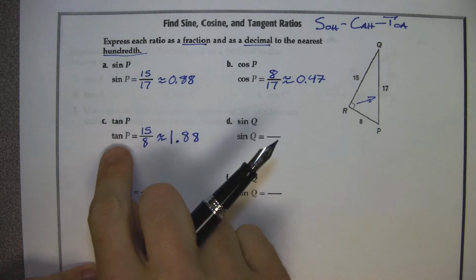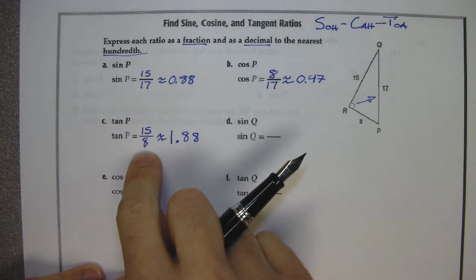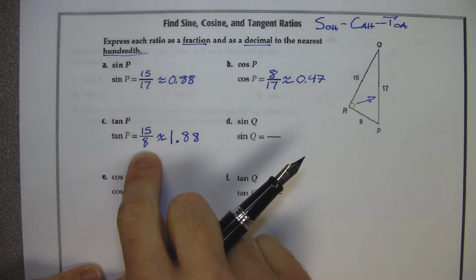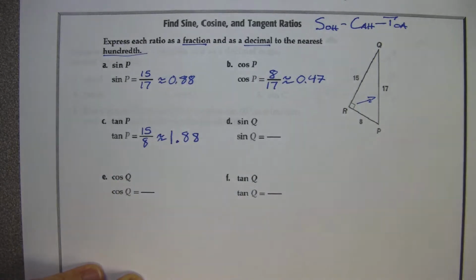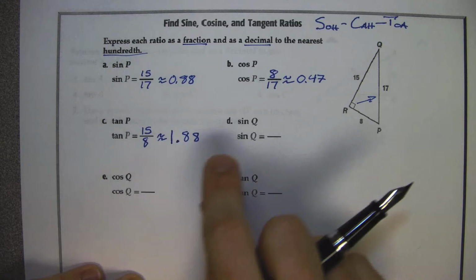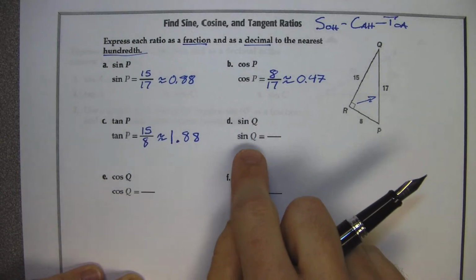Okay, so if you get something, for example, like tangent of P is 15 over 8, leave it as 15 over 8. Do not try to rewrite that as a mixed number. All right, leave them improper. It's expected in this case. All right, let's change sides around, or excuse me, angles for that matter.